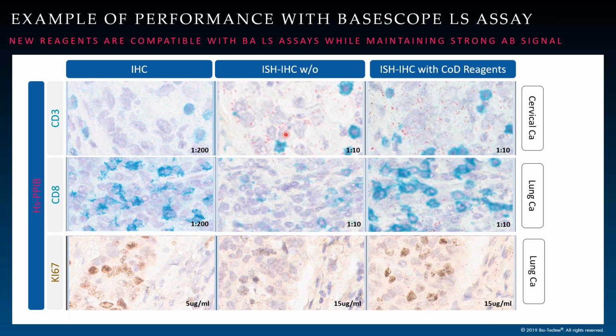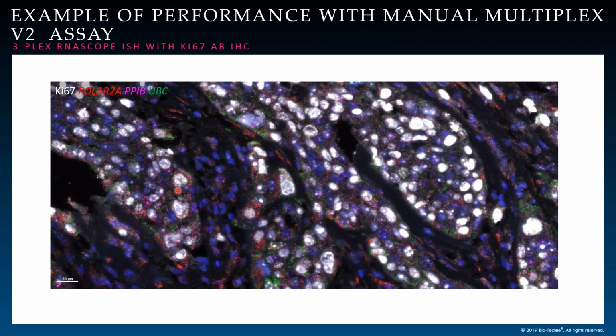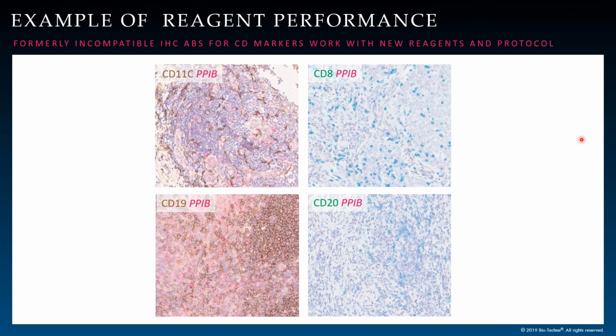Some antibodies like CD3 were originally compatible and are still compatible with the new workflow. Additionally, this assay, as I mentioned, is not only compatible with our BaseScope, but also with our RNAscope assays, the chromogenic red assay, as well as the BaseScope red assay. This assay is also compatible with our multiplex assay, where here we have combined the Ki67 antibody with our RNAscope control probes, showing you optimum detection of both RNA and protein targets. Again, example of some notorious previously incompatible antibodies like CD8, CD20, CD19 are now compatible with robust detection of your protein signal with your RNAscope targets.